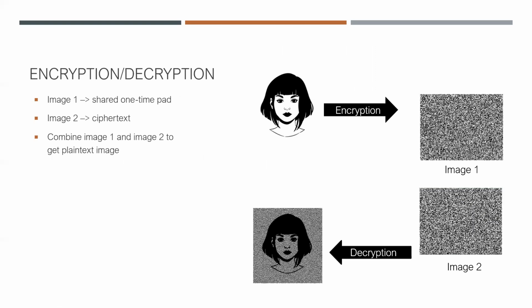Next, we have the concept of encryption and decryption. From the original image, we create 2 different images, image 1 and image 2, where one of the images is used as a shared one-time pad and the other is used as a ciphertext. It can alternate; any image can be used as the shared one-time pad, which is shared between the sender and the receiver. When we combine both of these, we get the plain text. We can combine the images by printing them out on plastic sheets and overlaying them in perfect alignment to finally get the decrypted text or the plain image.